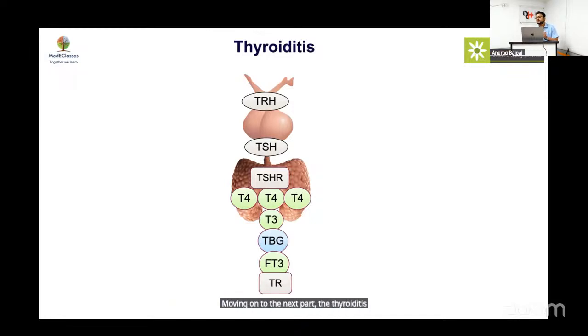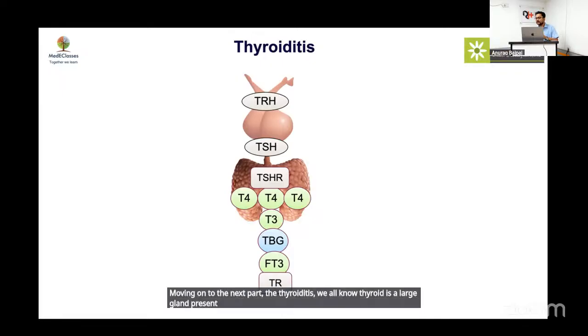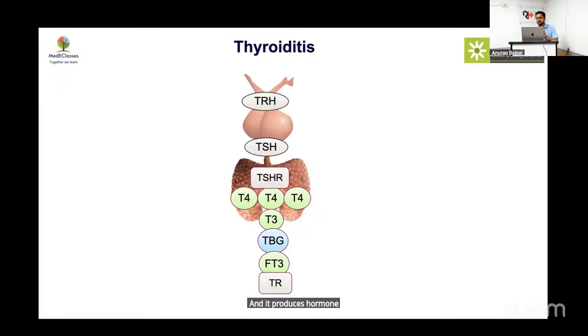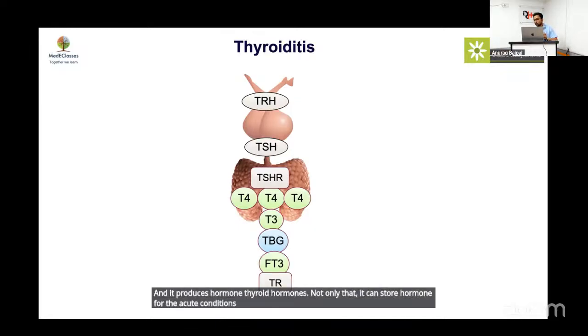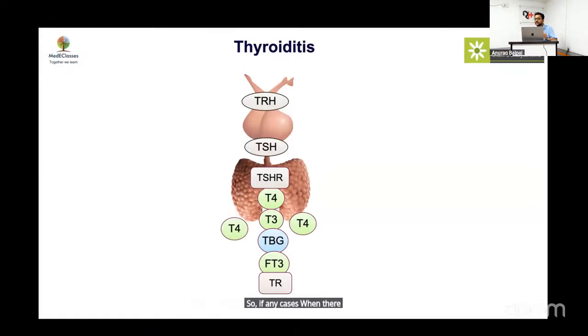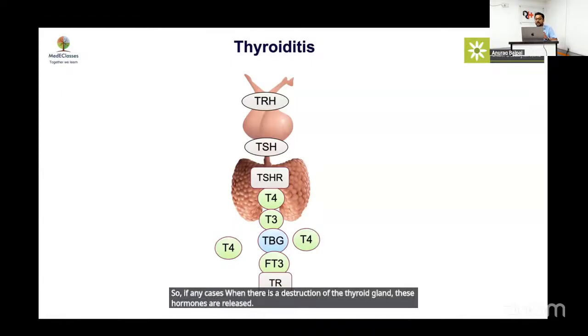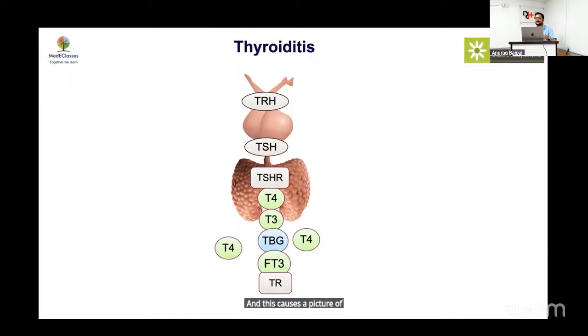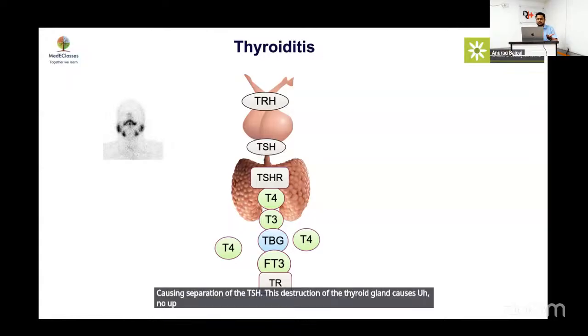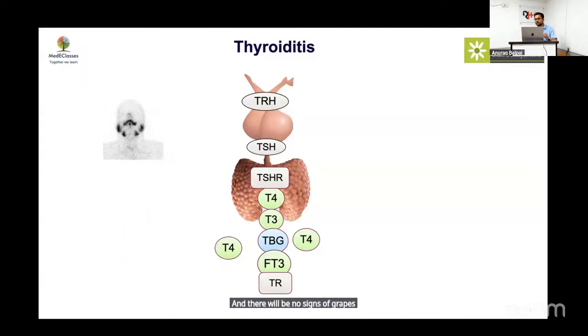We all know thyroid is a large gland present in our neck, and it produces thyroid hormones. Not only that, it can store hormone for the acute conditions like up to 2 months or 3 months. So, in any cases when there is a destruction of the thyroid gland, these hormones are released, and this causes a picture of hyperthyroidism leading to increase in the T4 and T3 level, causing suppression of the TSH. This destruction of the thyroid gland causes no uptake in the thyroid gland in thyroid scan, and Graves-like eye signs are not present in these cases.